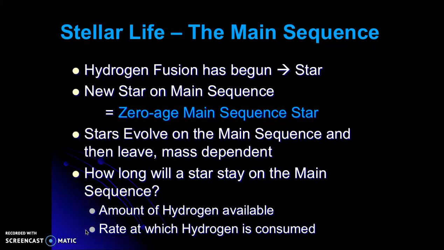So stars evolve on the main sequence based primarily on the amount of hydrogen they initially have, their mass. How long a star will stay on the main sequence is going to vary depending on how much hydrogen they have available, in combination with how quickly they consume that hydrogen.